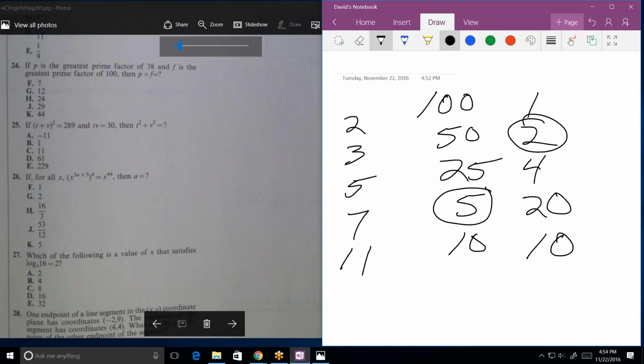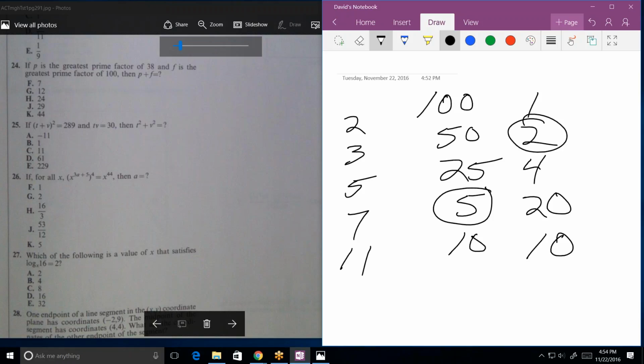So it's 5. Correct, although that's not the answer. See, this one they give you a little break on. They didn't put 5 on that list. Why? Because they want what is P plus F. P plus F, I know, it'd be H, 24. 24, exactly.